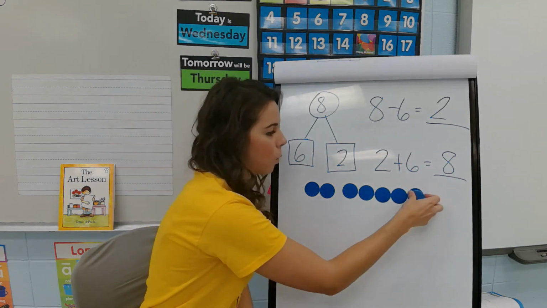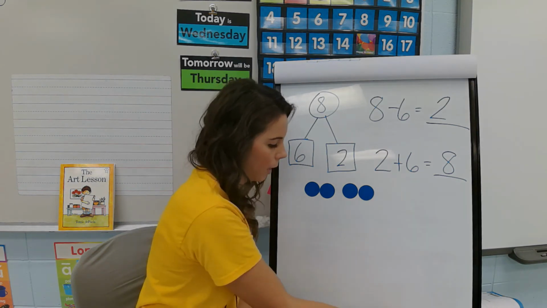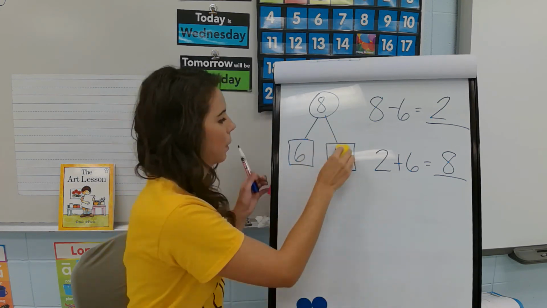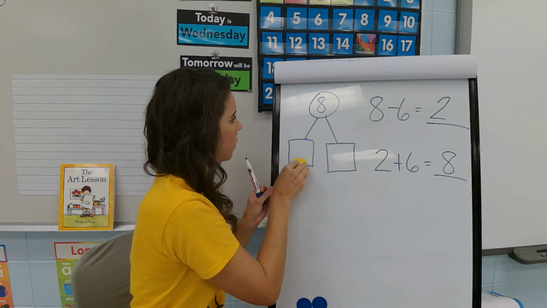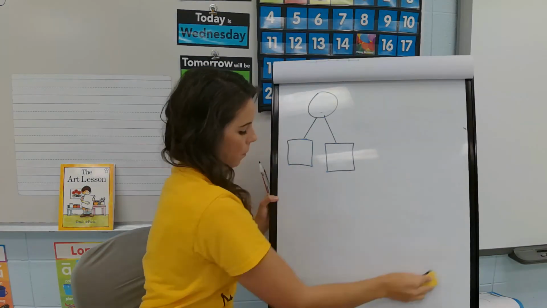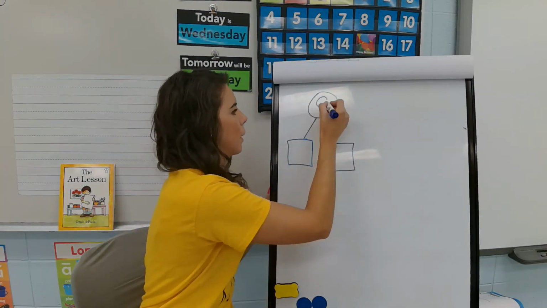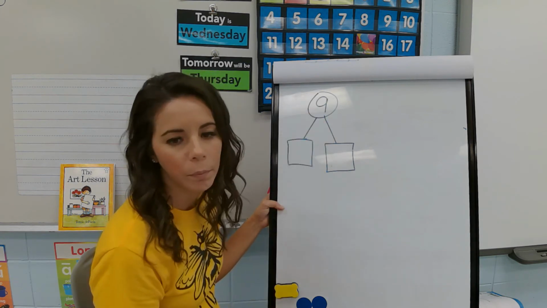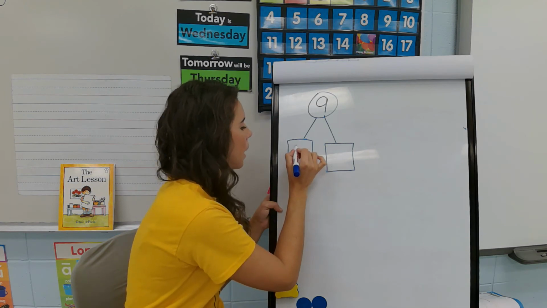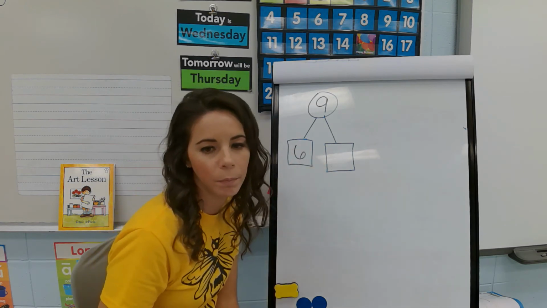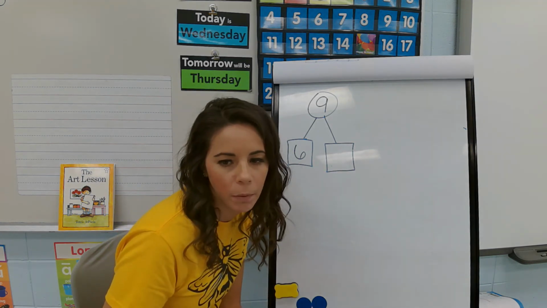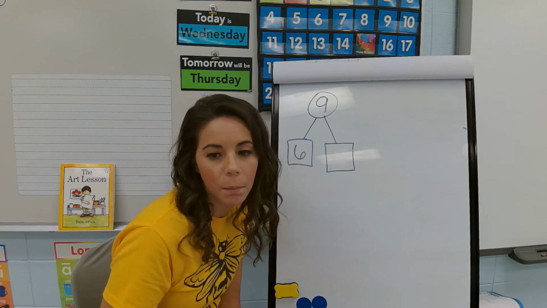All right, let's do one more practicing our subtraction. So go ahead and erase your board. I'm going to erase just my numbers. All right, we have 9 is our whole number. Let's do 6. What is our other part? We said we can solve that by subtracting.